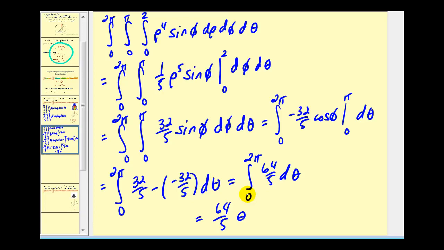So we'll have 64/5 theta evaluated at 0 and 2 pi. When theta is 2 pi, we'll have 2 pi. When theta is 0, we'll have 0. So we'll have 128 pi fifths for this triple integral. Let's go and take a look at another one.